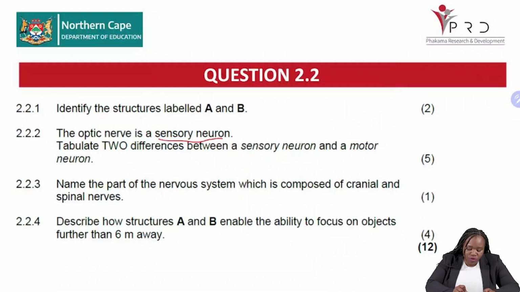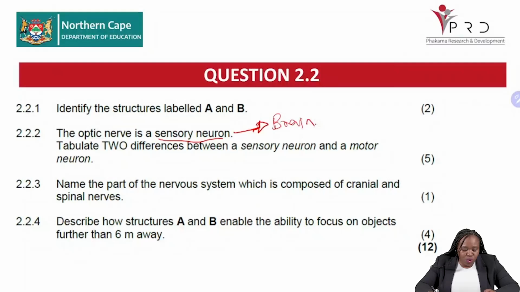It is a sensory neuron because it transmits impulses to the brain or to the cerebrum. Tabulate two differences between the sensory neuron and the motor neuron. Right, like I just said, sensory neuron transmits impulses to the brain. Motor neuron transmits impulses from the brain to the effectors. This one from the receptors to the brain, motor neuron from the brain to the effectors.